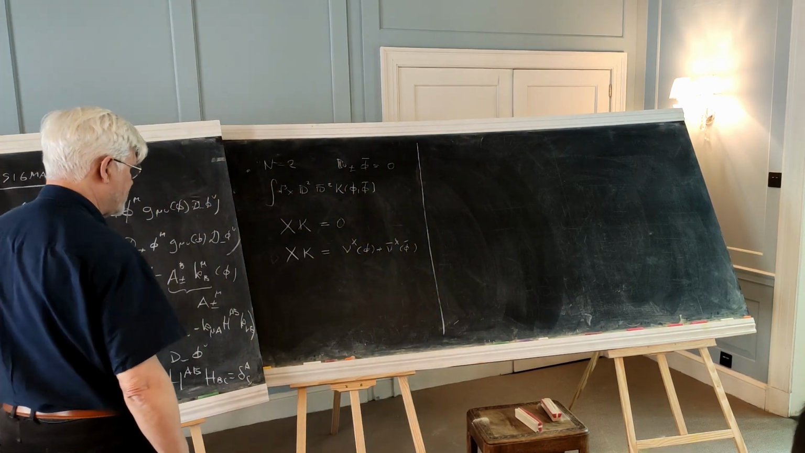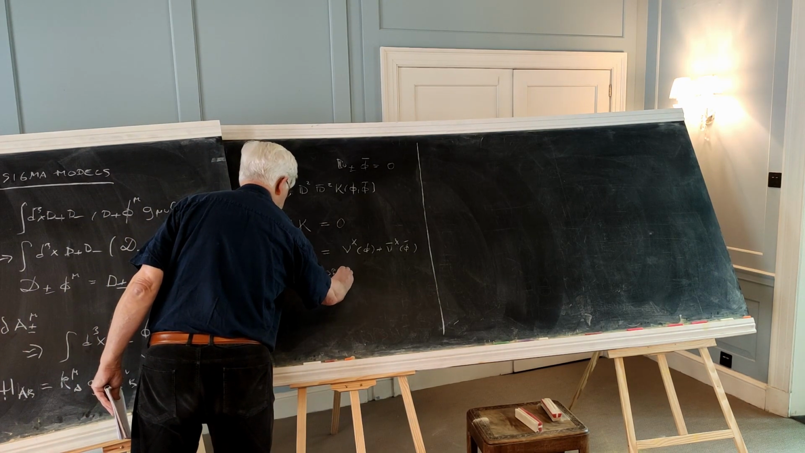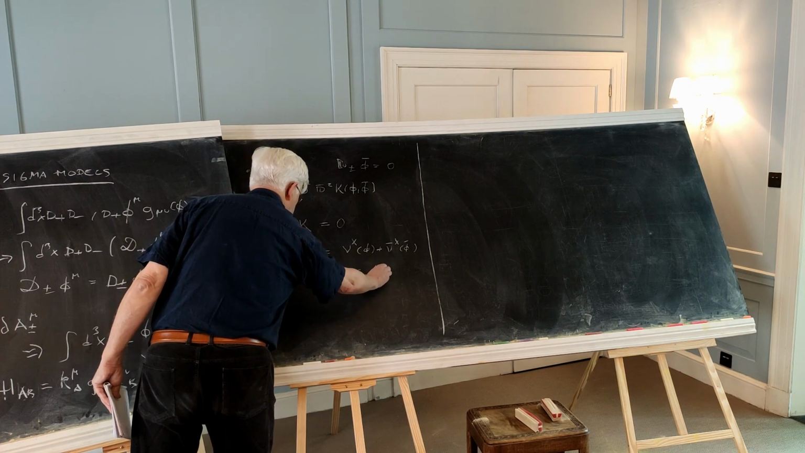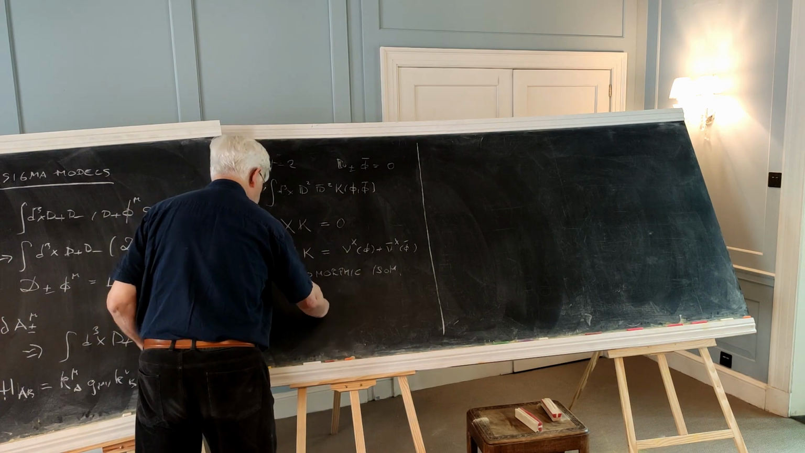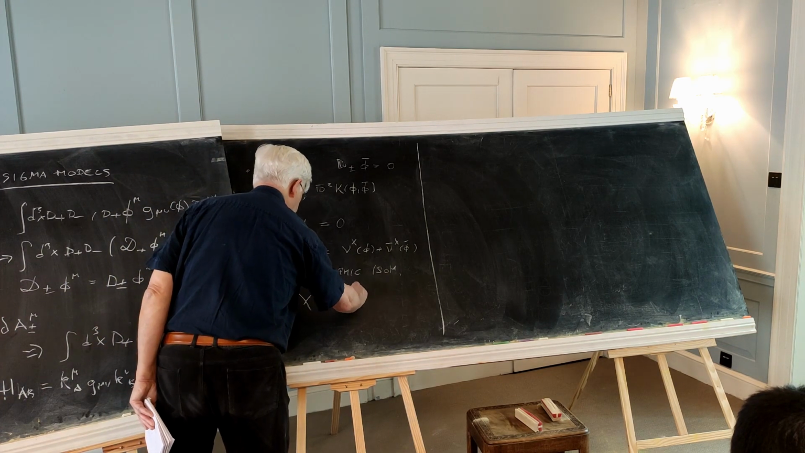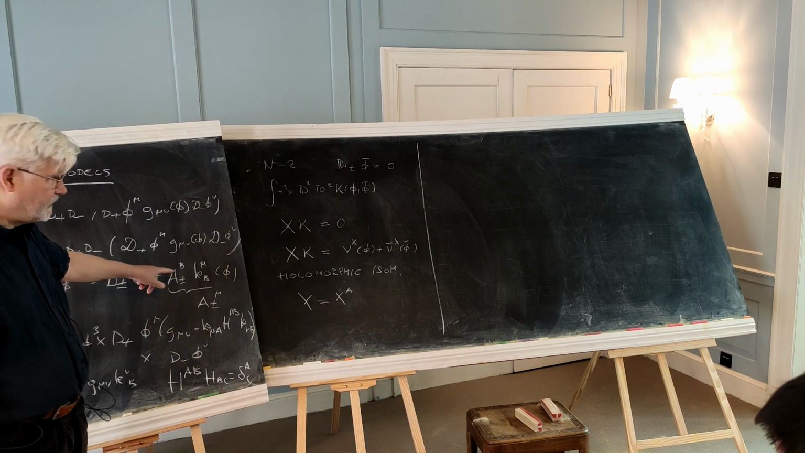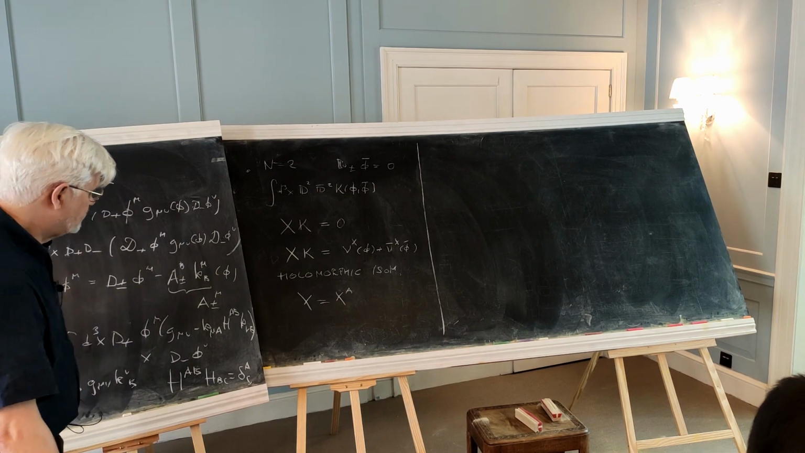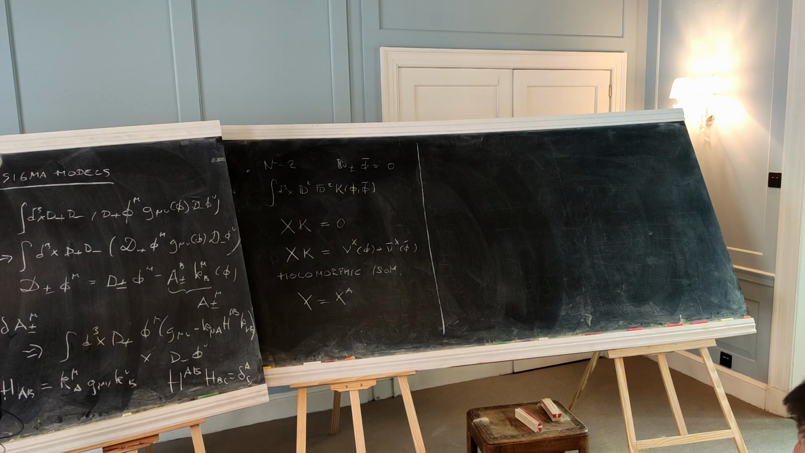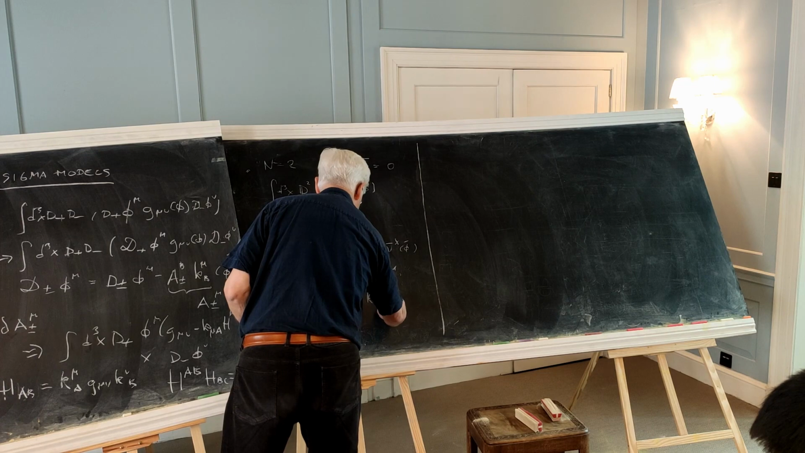And that means that we say that x will be x^a, where a is the same index as here. So that's, what's it called? Not group indices, Lie algebra index. So it's this times this.